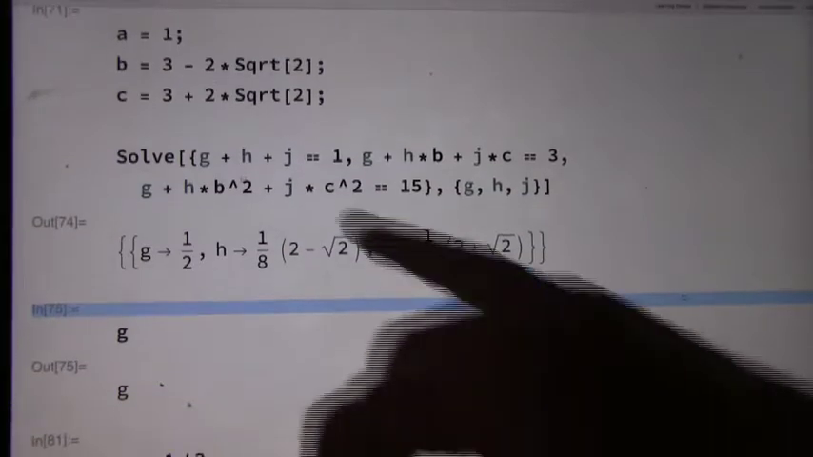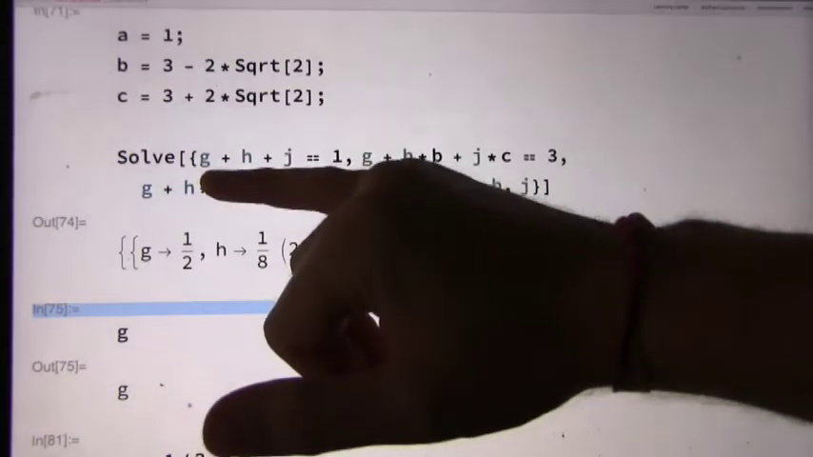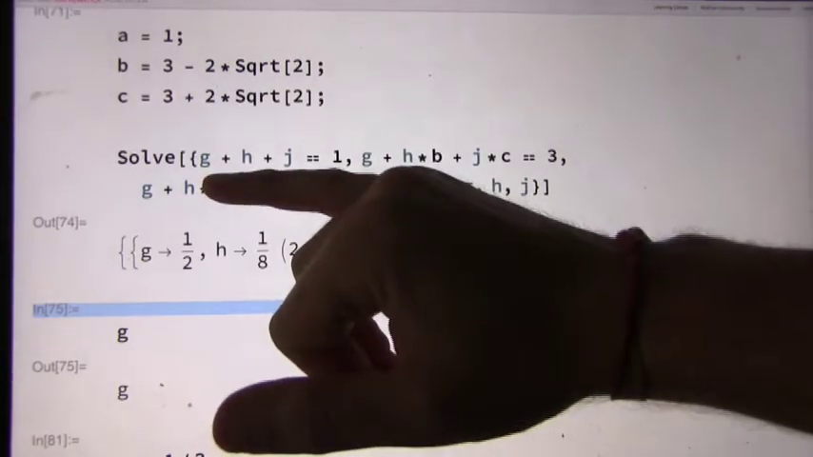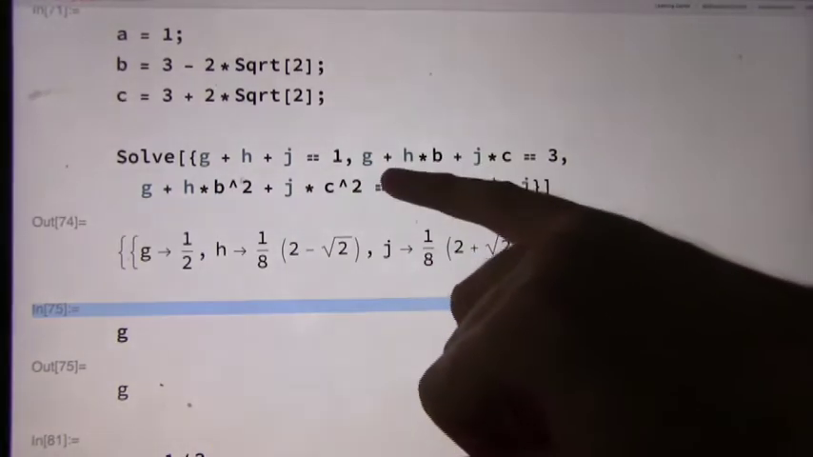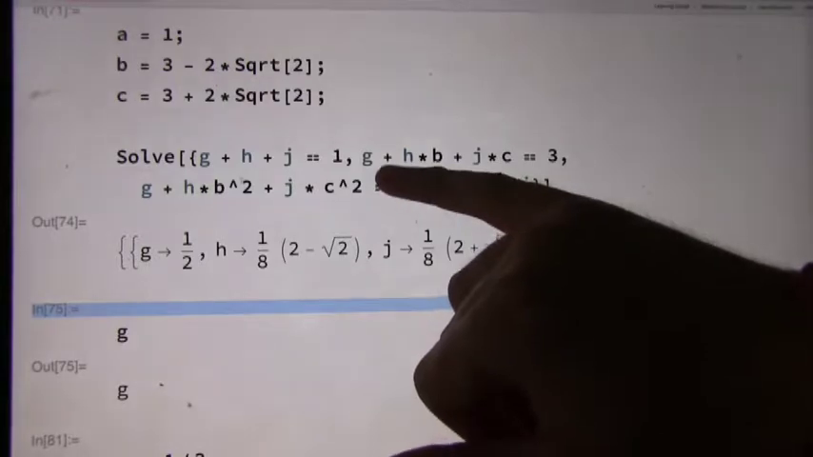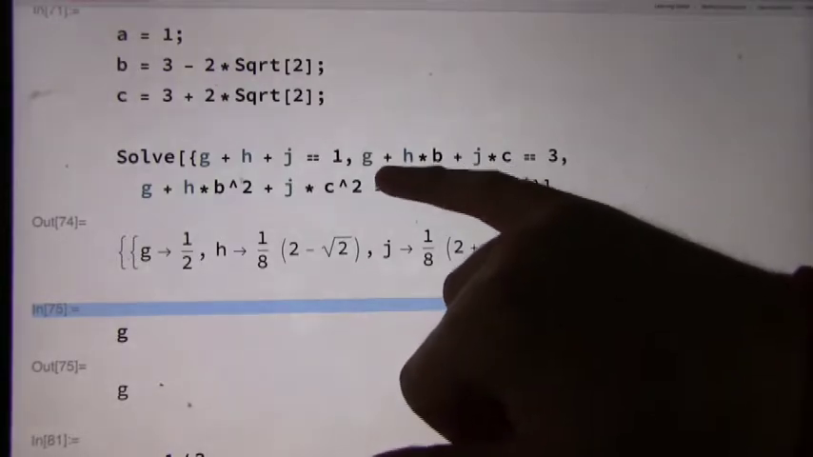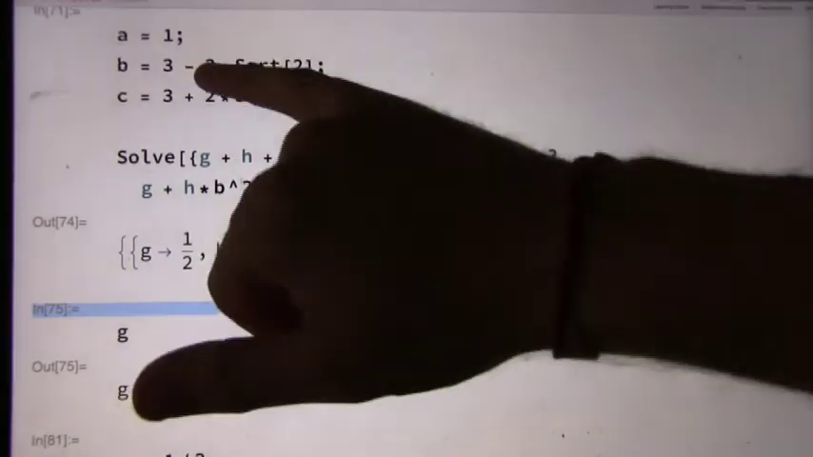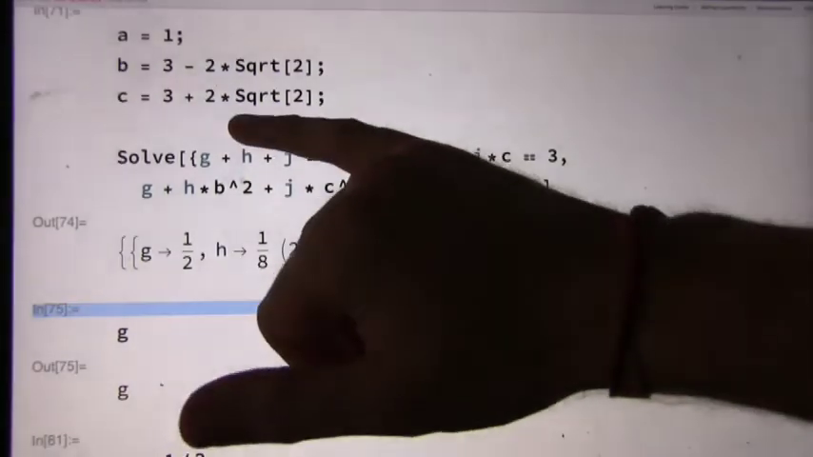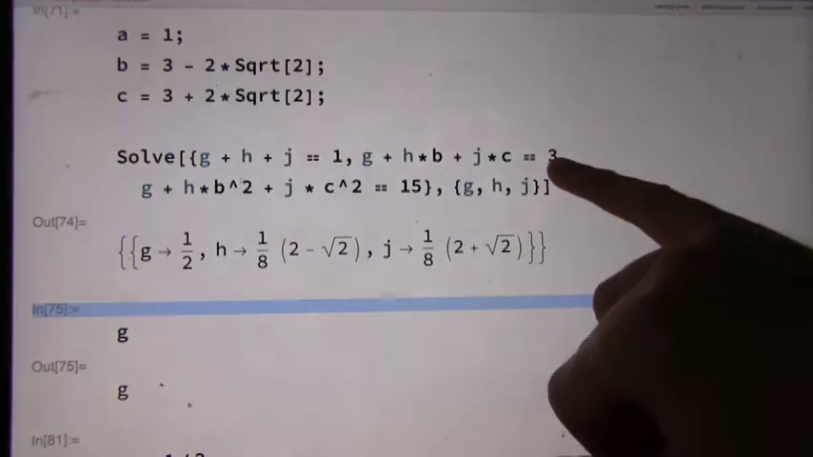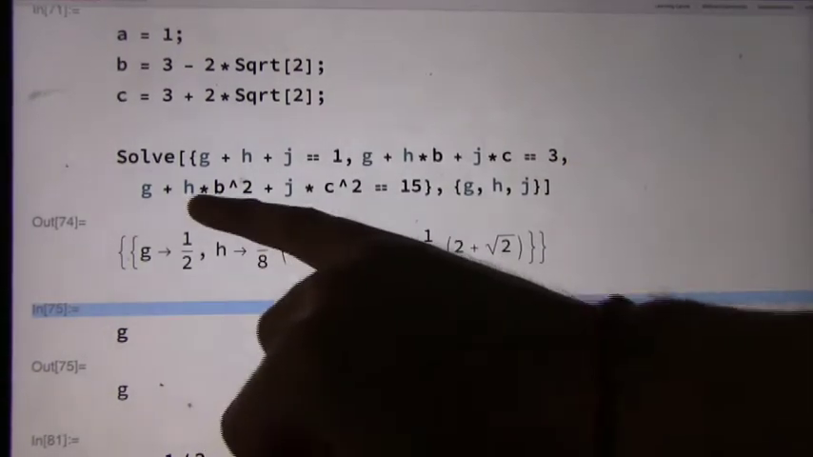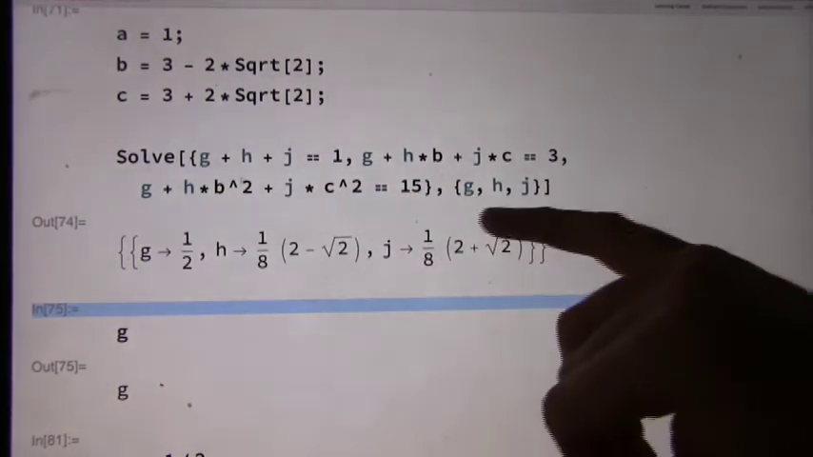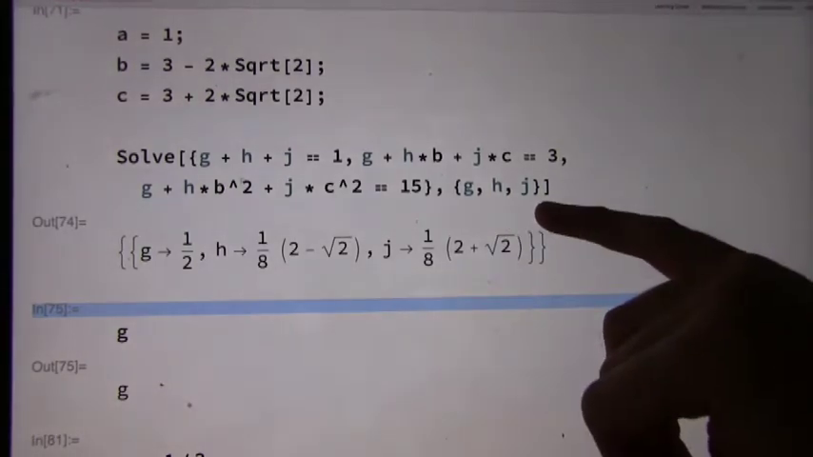I'm going to solve g plus h plus j equals 1. That's g times 1 to the first power, and so the g coefficient is always times 1. h times b to the first power plus j times c to the first power is 3. That was our second number, the first term. And now the squareds equal 15, and I solved those for g, h, and j.